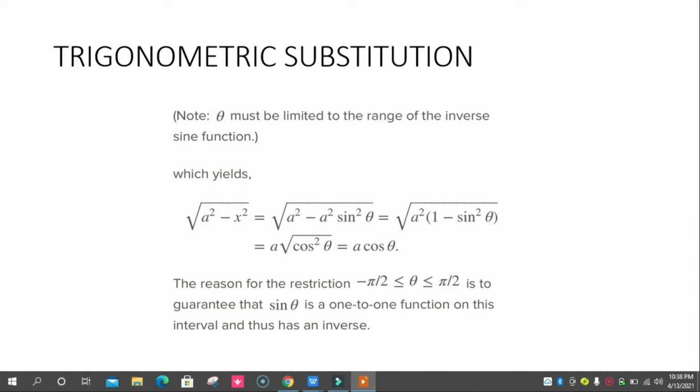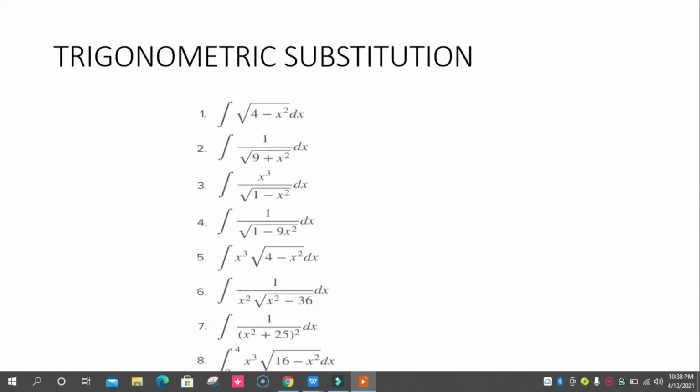Okay, now we can continue. Alright, here is an example of a radical form of expression. We can try this at home. Okay, let's proceed.